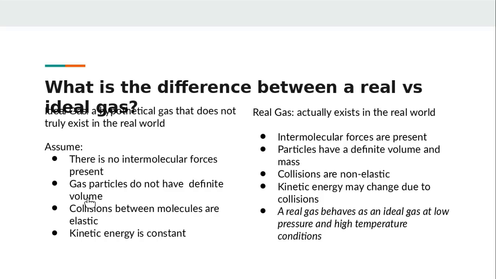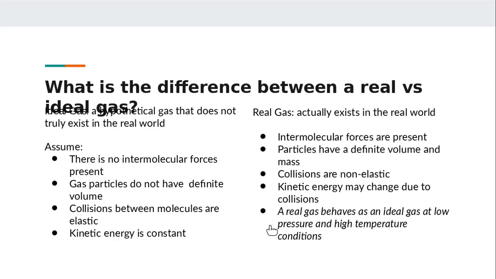We also assume that ideal gases do not have a definite volume, so we assume that the gas particles themselves do not have a volume. In real life, obviously, the particles do have volume. We assume that the collisions are elastic. What that means is that when gas particles collide, they do not lose any energy. However, in real life, that's not true. And the kinetic energy is constant because the collisions are elastic.